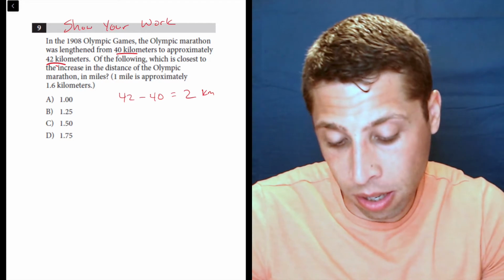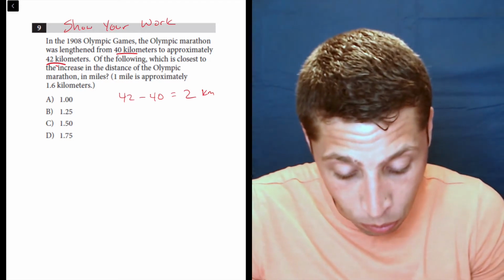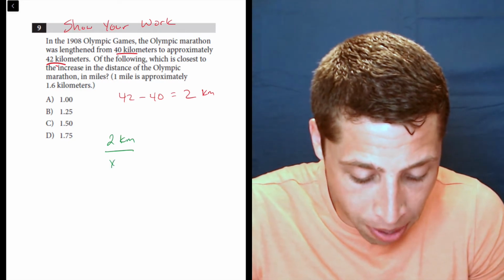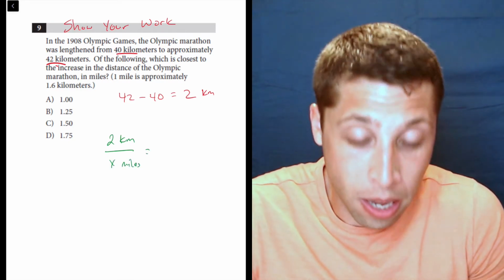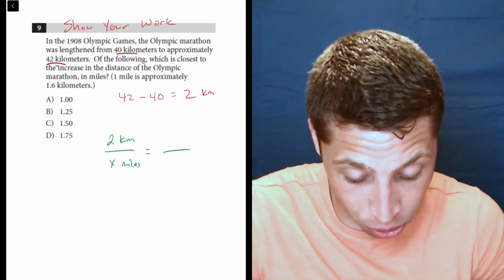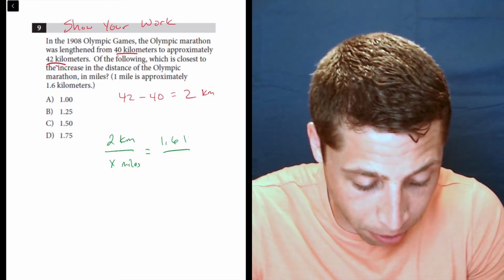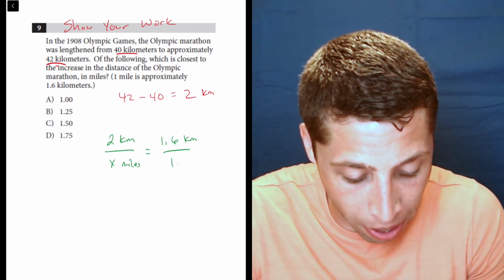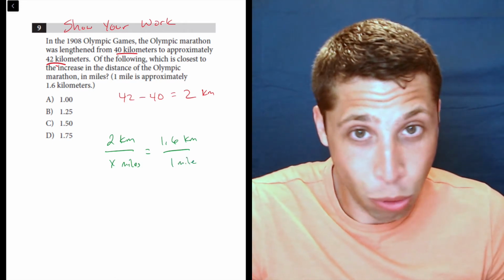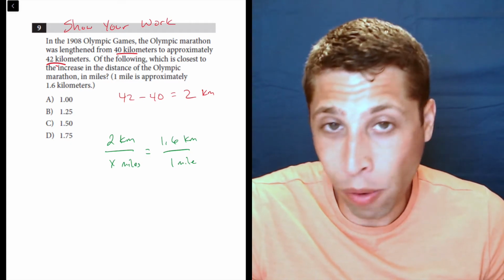So this is a ratio. So we want to say, okay, 2 kilometers is X miles. And they give us the conversion that we can use to compare that, right? So 1.6 kilometers is 1 mile. There's no twist here because the units are already matching up, right?